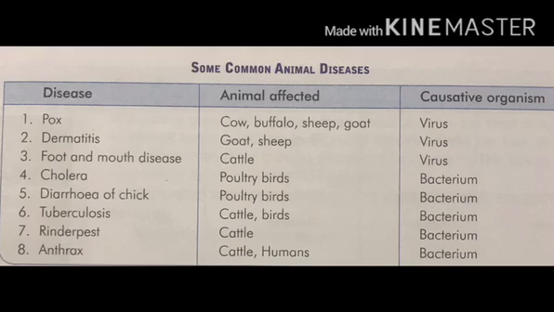Cholera. Animals affected: poultry birds. Causative organism: bacterium. Diarrhea of chicks. Animals affected: poultry birds. Causative organism: bacteria. Tuberculosis. Animals affected: cattle, birds, etc. Causative organism: bacterium. Anthrax. Animals affected: cattle, humans. Causative organism: bacterium.